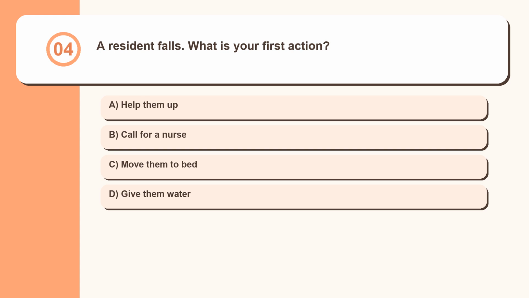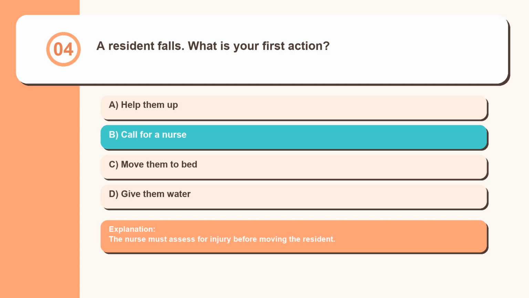Question 4. A resident falls. What is your first action? Help them up. Call for a nurse. Move them to bed. Give them water. Answer: the nurse must assess for injury before moving the resident.